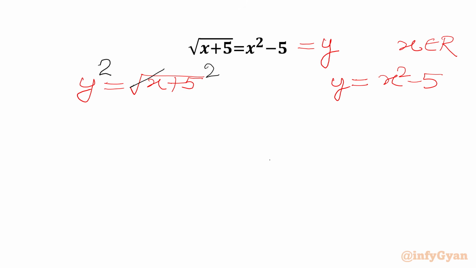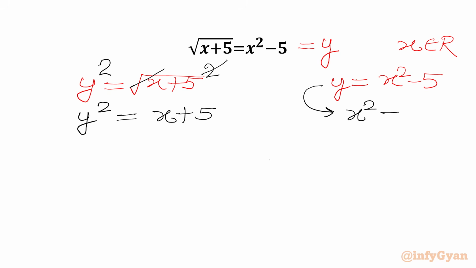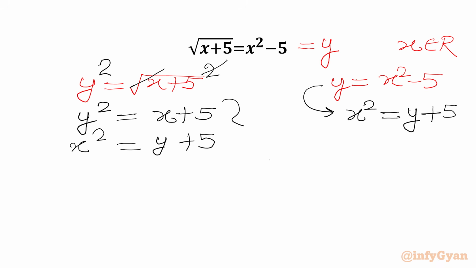We will cancel the square root and square from the RHS and write y squared equals x plus 5. And from this equation, we can write x squared will be equal to y plus 5, which we will write over here. x squared is equal to y plus 5. Now we have to solve this system of equations.